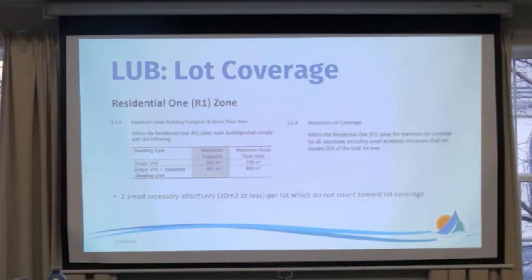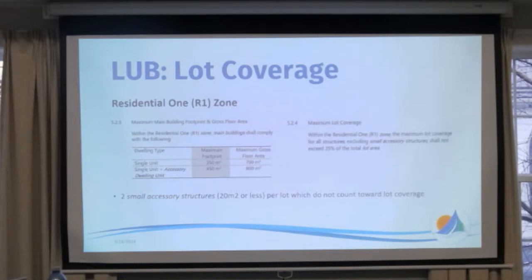And so in the R1 zone, you get your 25% lot coverage, and if that is maxed out, you are still able to do two of these small accessory structures. The thinking there is that on existing lots, or if somebody, say, purchased a lot that was fully built out and you didn't have a place to keep the lawnmower or a small storage shed, that's what that's intended to allow. It's limited in number.